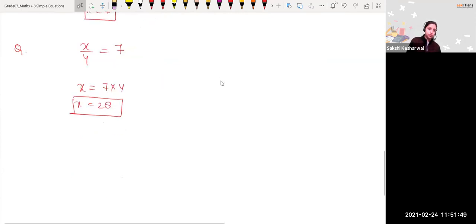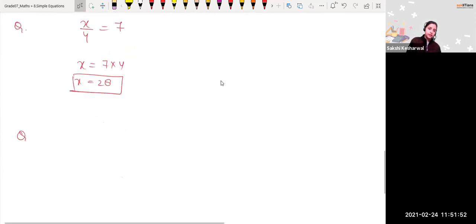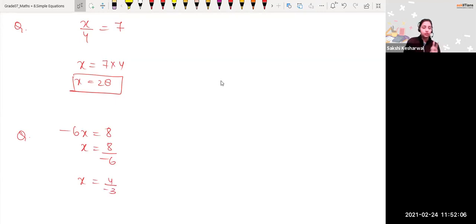Now, coming to this question, if I write minus 6x is equal to 8. Now, there is a negative number. So you have to make the x all alone. So this is equal to what? 8 divided by minus 6, because minus 6 is in multiplication. So x is equal to 4 upon minus 3. So later on, you'll be learning in rational numbers that when there is a negative sign in the denominator, you can write this as minus 4 by 3 is your answer, right?